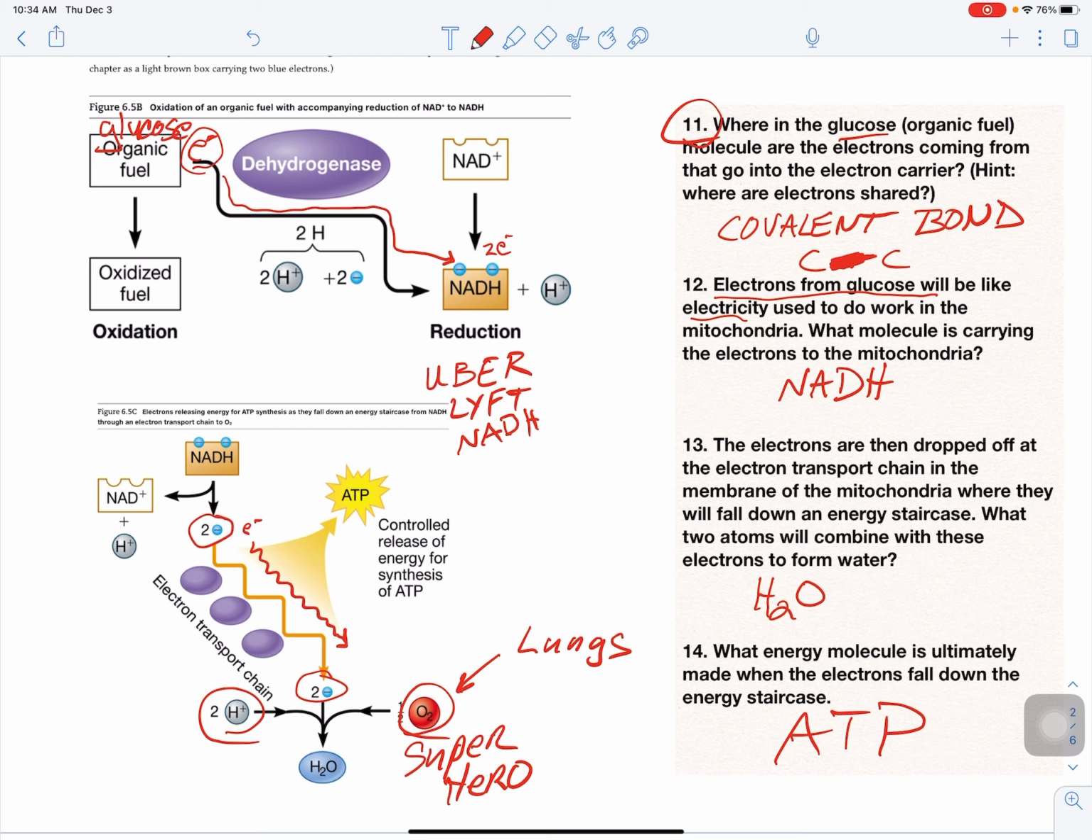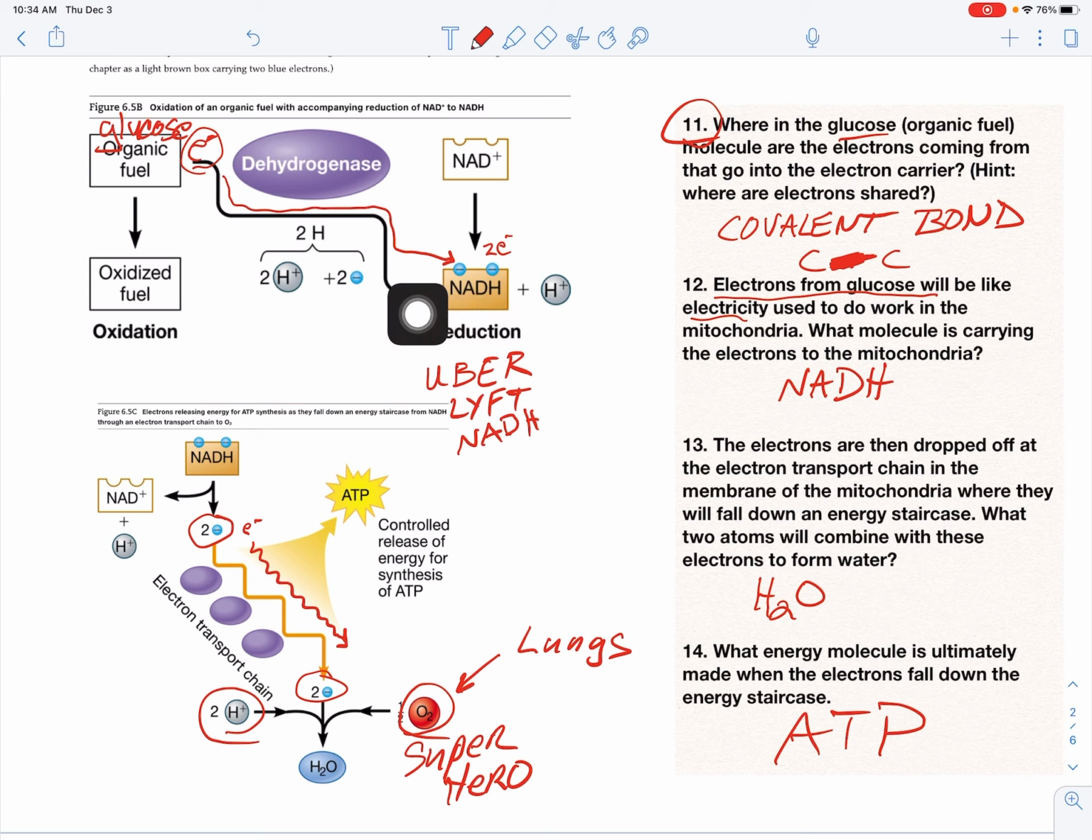Figure 6.5 up here in the corner shows cellular respiration starting with glucose. Now the goal of cellular respiration is to get energy out of glucose. Where is the energy? It's in the bonds holding the carbons together. So in this picture you can see that electrons are stripped out of glucose and they are going to go down into a molecule that carries them.